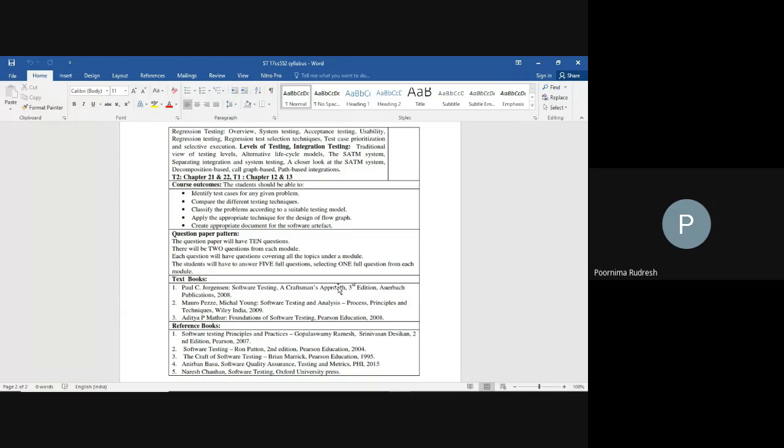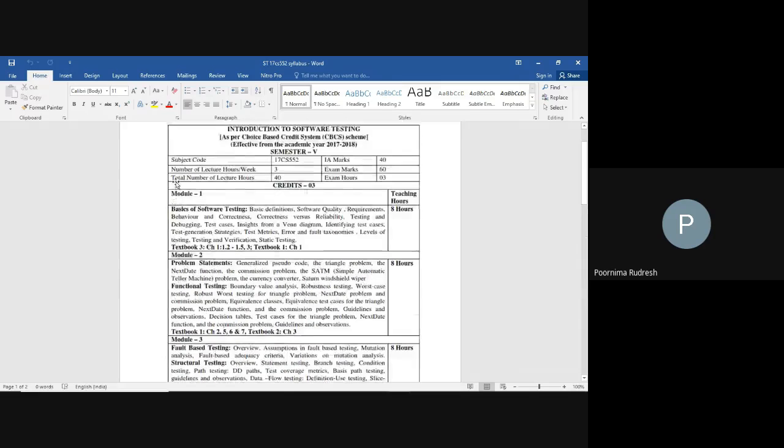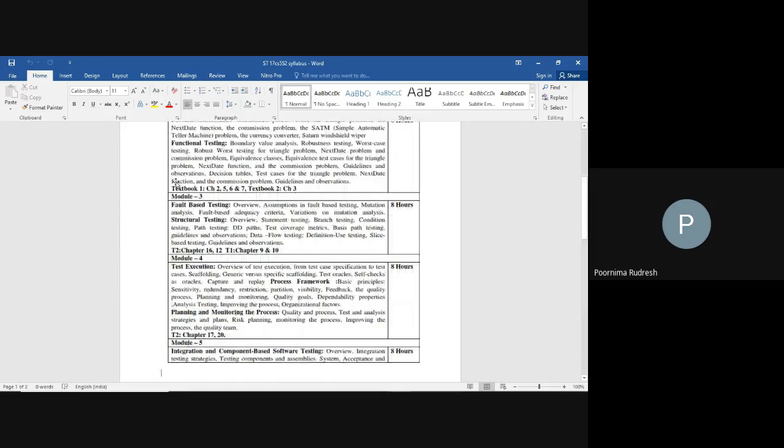First two chapters from textbook 2 and the other two chapters from textbook 1. I started with chapter 21 of textbook 2, that is integration and component-based testing. In the last class, I explained what integration and component-based testing is, an overview of that. Then I explained the different integration testing strategies.